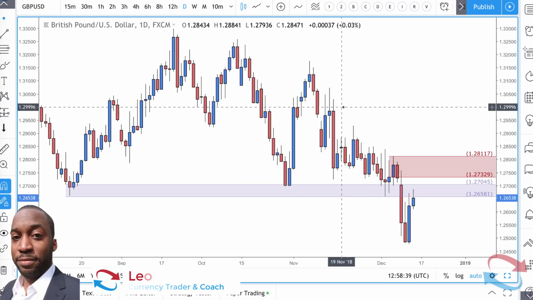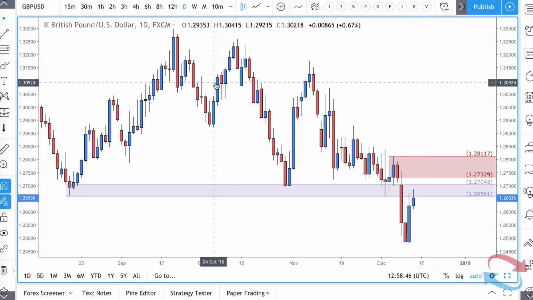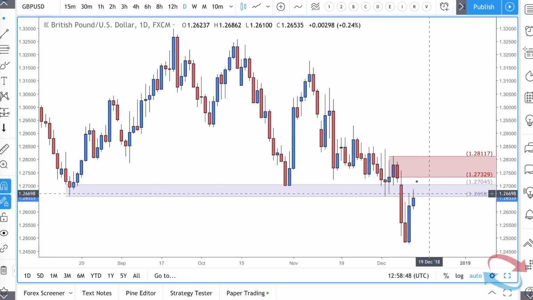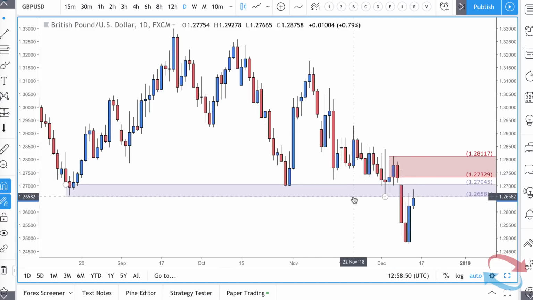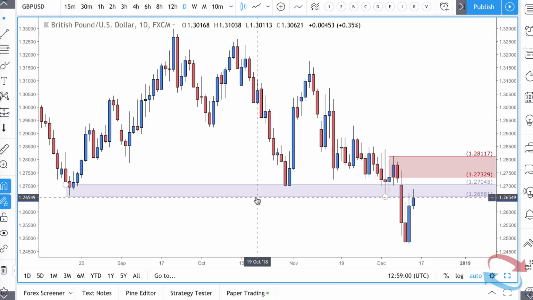This is a video on the pound dollar setup and whether this is really the right time to sell the British pound and buy the US dollar at this exchange rate. I'm going to be looking at this from a support and resistance and also a supply and demand perspective. But first, let's analyze this level from a support and resistance perspective.